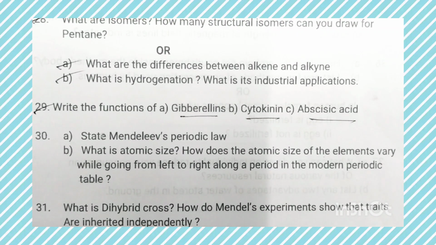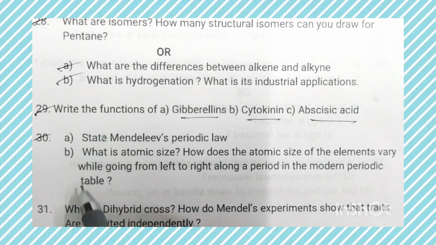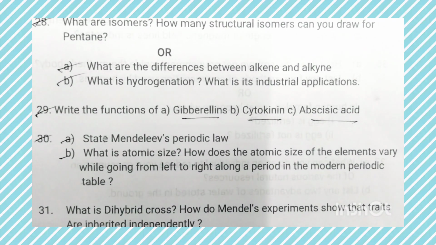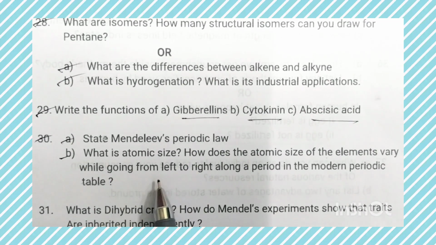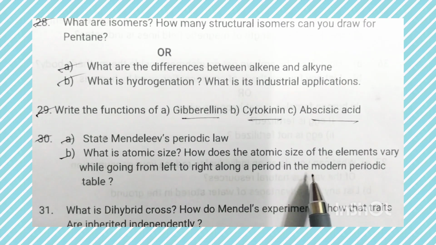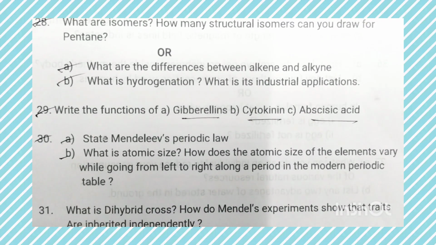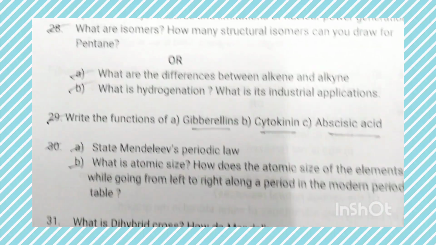In this video, we are going to answer science practice paper number 7. In the last video, we answered up to 29 questions. Now let us answer the 30th question. In the 30th question, two sub-questions are there. State Mendeleev's periodic law, first question. Then B question is: what is atomic size? How does the atomic size of the elements vary while going from left to right along a period in the modern periodic table? So now let us answer this question.